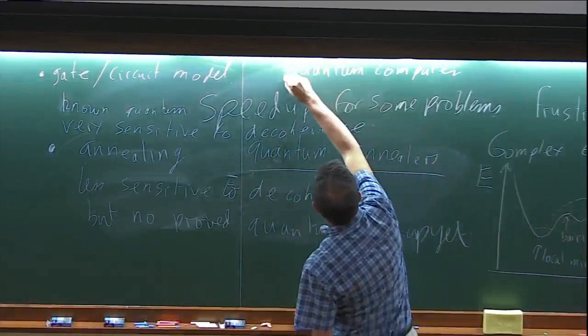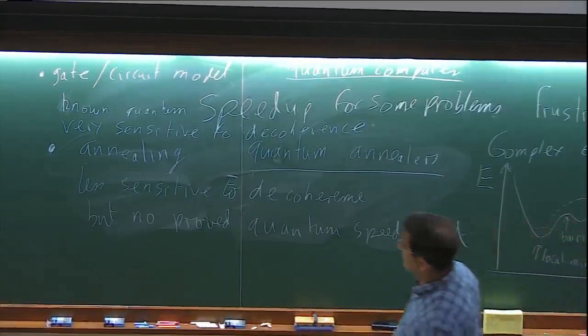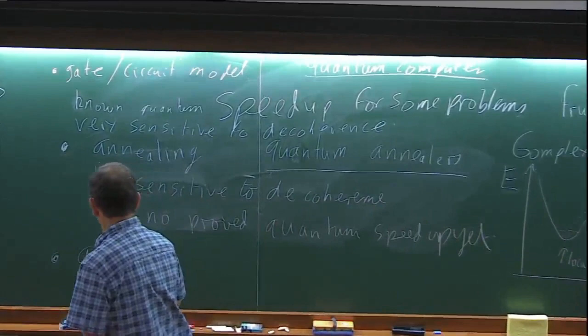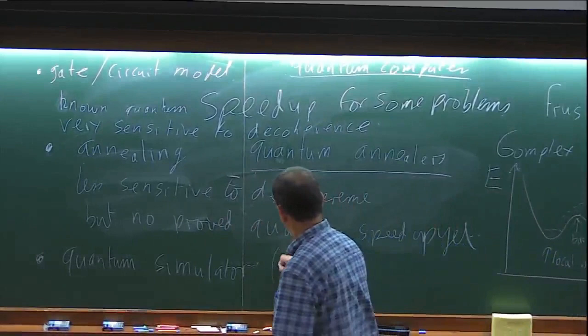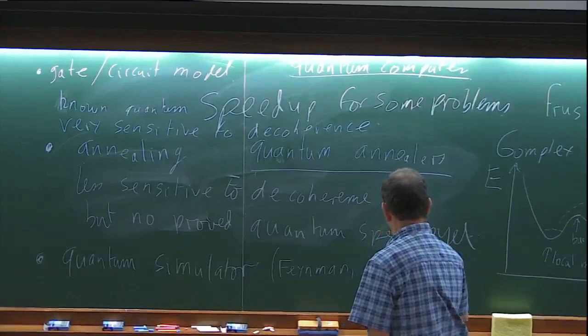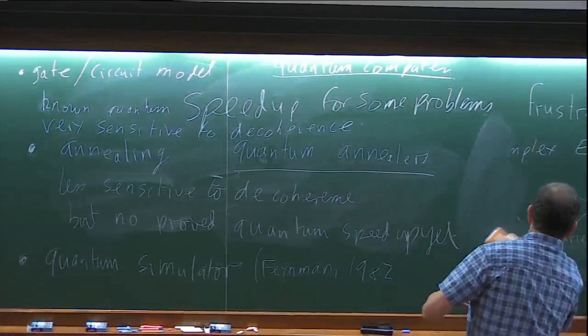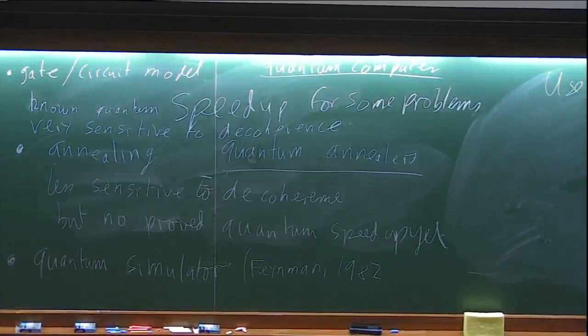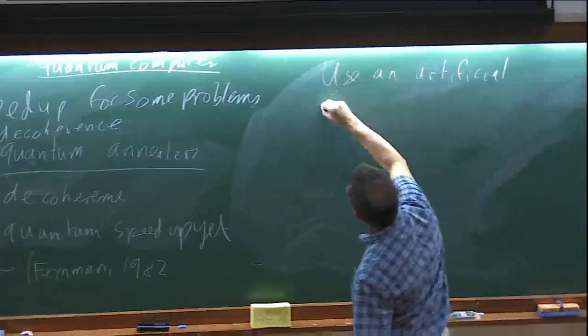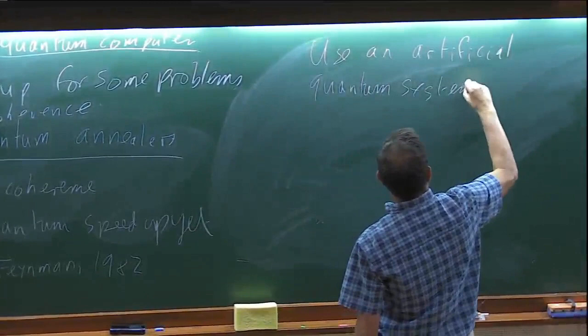And I would like to mention briefly a third type of device, which I will call a quantum simulator. In fact, there's a very influential paper by Feynman in 1982, where this is what he talks about, where basically you're using some constructed model quantum system, say an artificial quantum system, built by hand, to study another one.